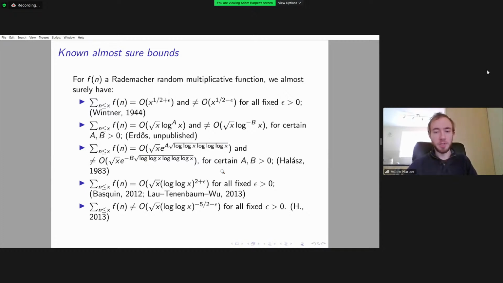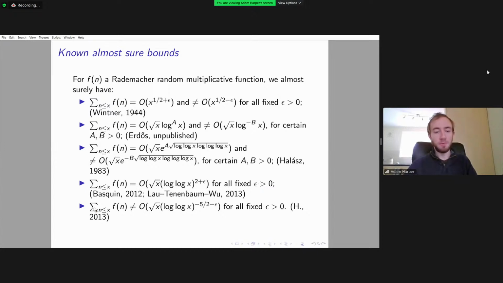There are lots of nice ideas in this paper, which, for the sake of time, I don't think I'll get into trying to describe them all now. But this is well worth a read. And then most recently, the upper bound was improved by Harper and by Lau, Wu. So they proved that almost surely these partial sums are big O of root x times about log x squared. Root x times log x to the 2 plus epsilon, for fixed epsilon.